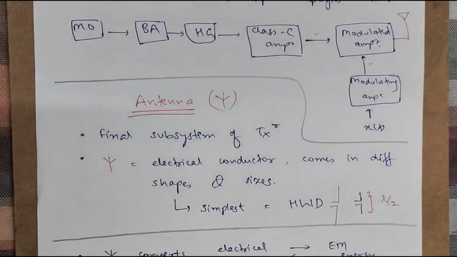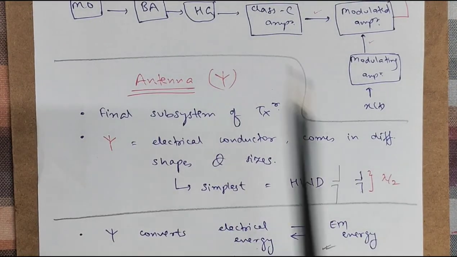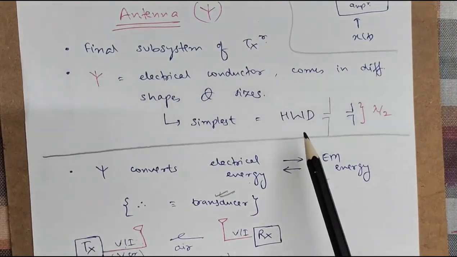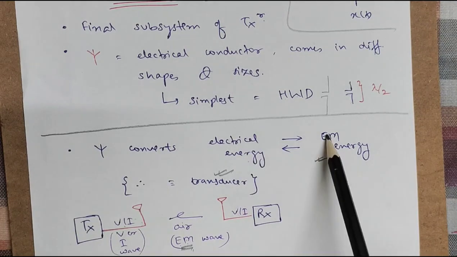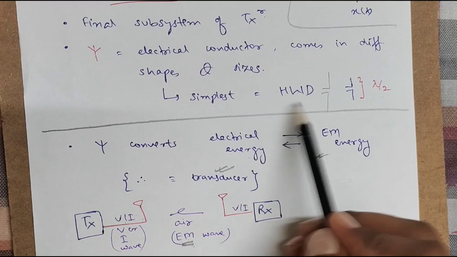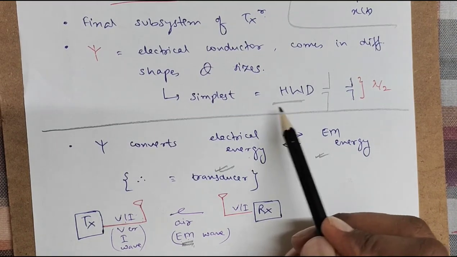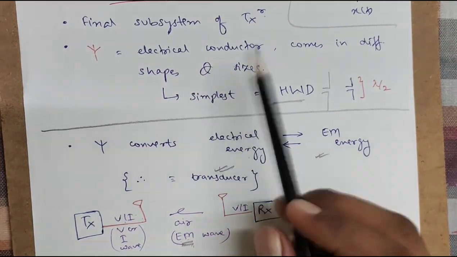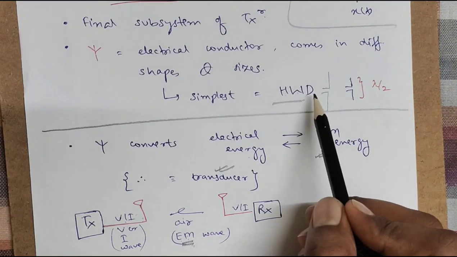And then we have seen the job of an antenna, and how it converts electrical to electromagnetic energy and vice versa. And we have also seen the simplest antenna, that is the half-wave dipole antenna.